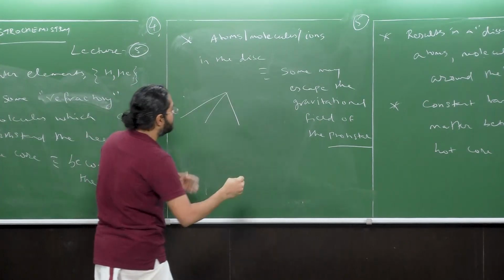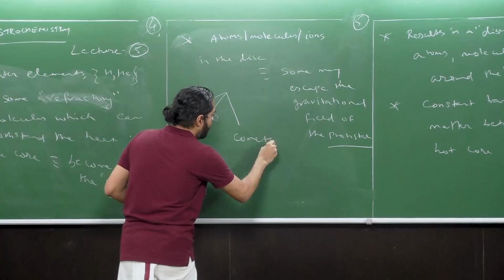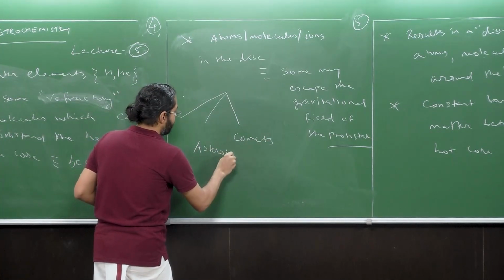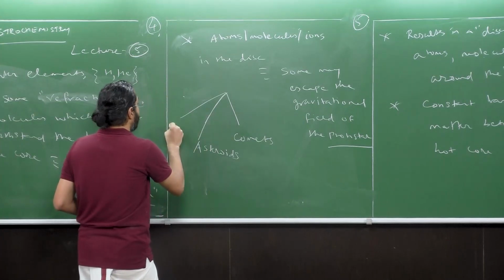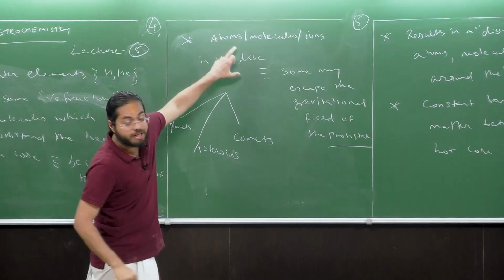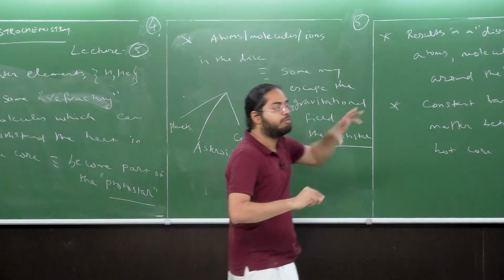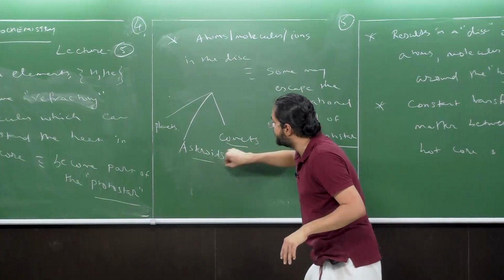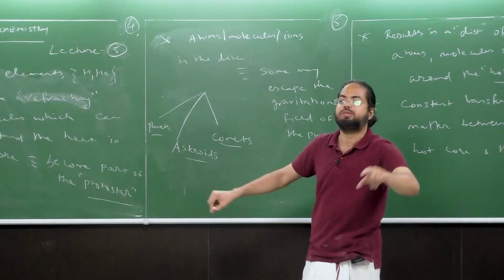you can have the formation of what are called comets, asteroids, and planets themselves. Okay, right? So this material which escapes from the hot core of a protostar is what becomes comets, asteroids, and planets. Now, these are phrases you must have all heard, right?